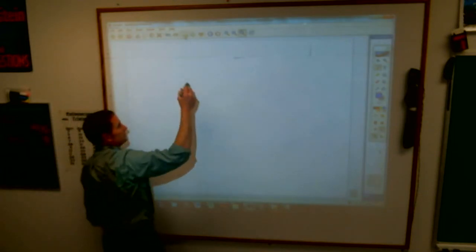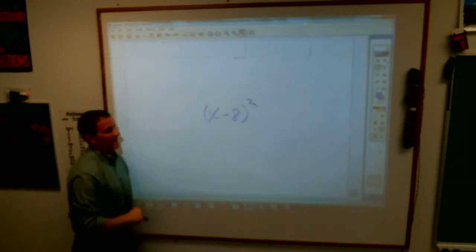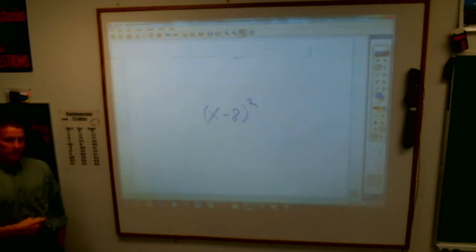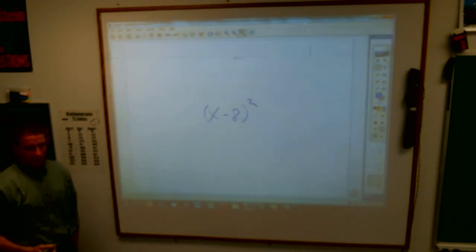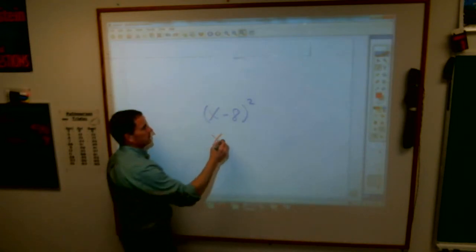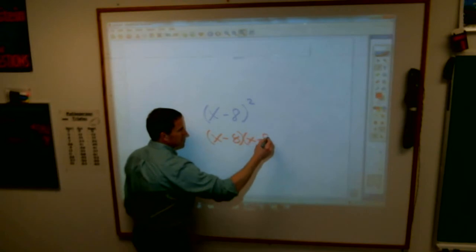So here, let me give you this. X minus 8 squared is not x squared plus 64. What is x minus 8 times x minus 8? Feel free to write it down on your paper, just so you have a good example there. X minus 8 times x minus 8.